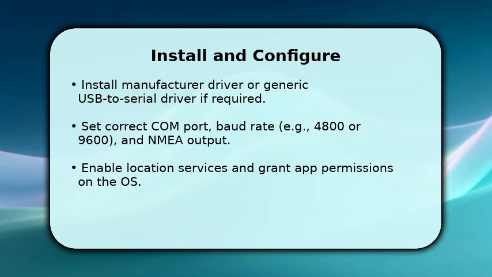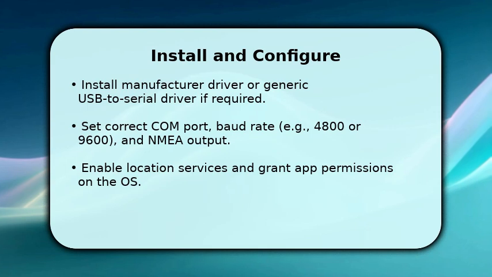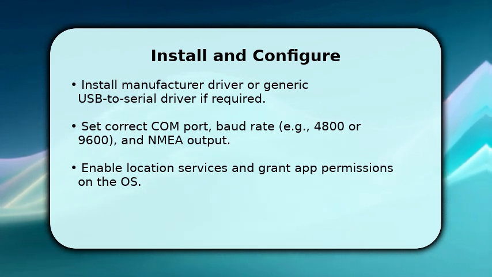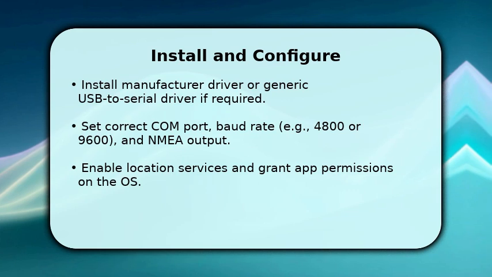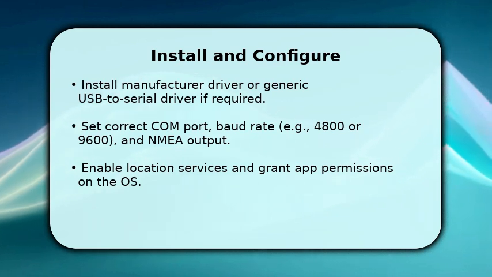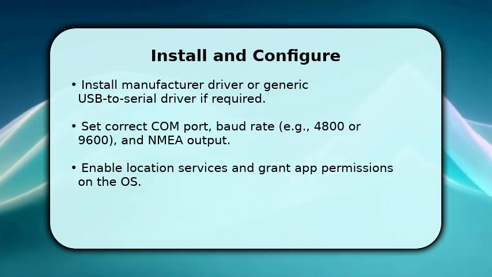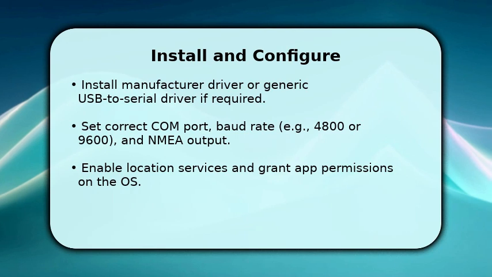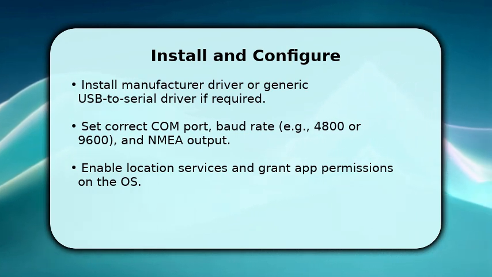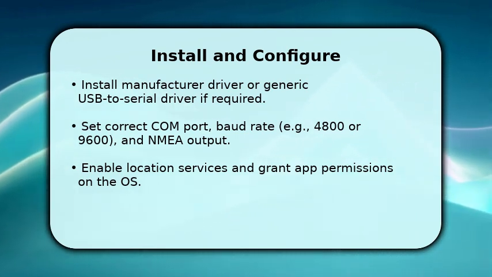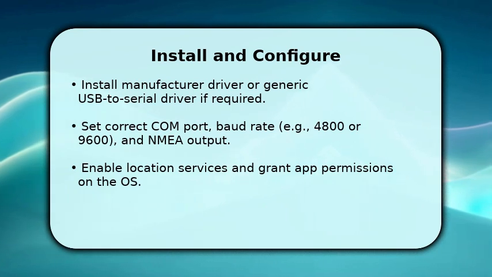After installation, open your GPS utility or serial terminal and select the COM/TTY port you noted earlier. Set the baud rate to the receiver's default, commonly 4,800 or 9,600, and request NMEA sentences to confirm data flow. Once you see GGA/GSA/GSV lines, enable OS locations.